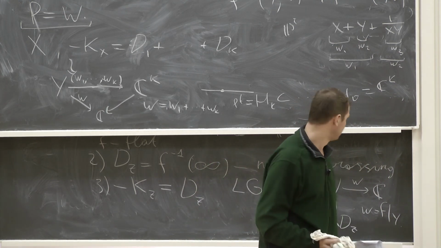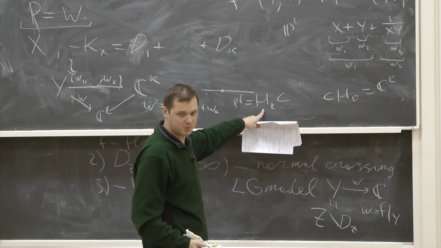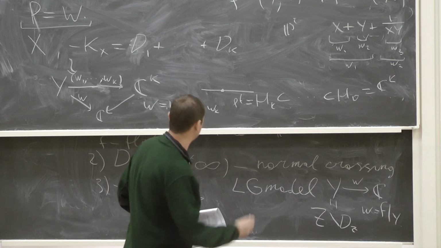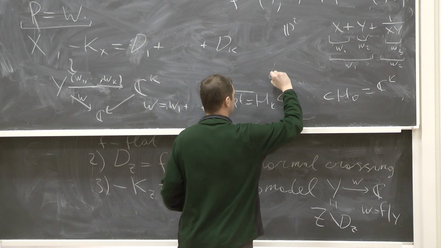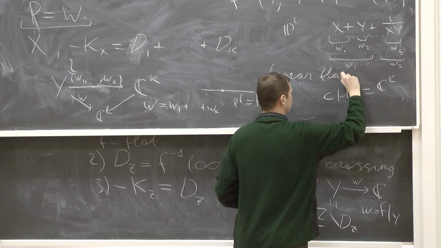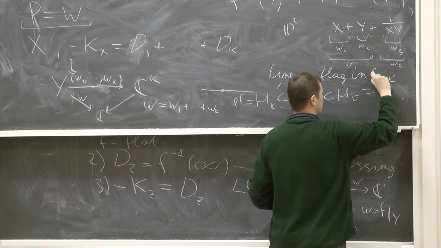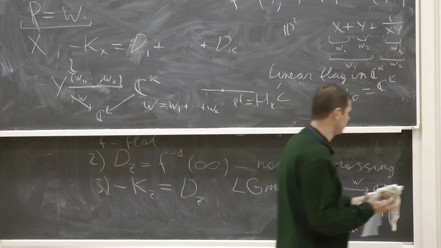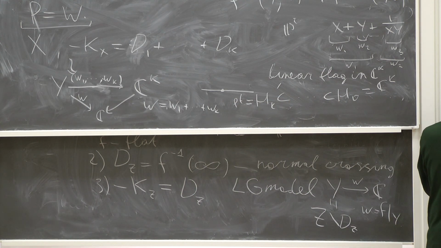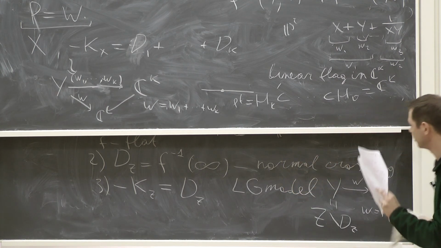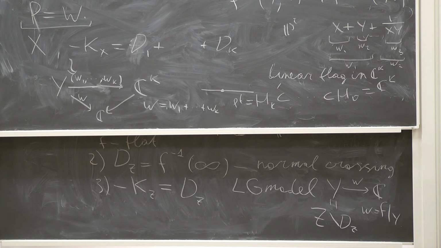What is H? It's just linear spaces, a linear flag in C^k. Yeah, generic, a general one. I'm not sure we can choose any one, but a general one at least is okay.